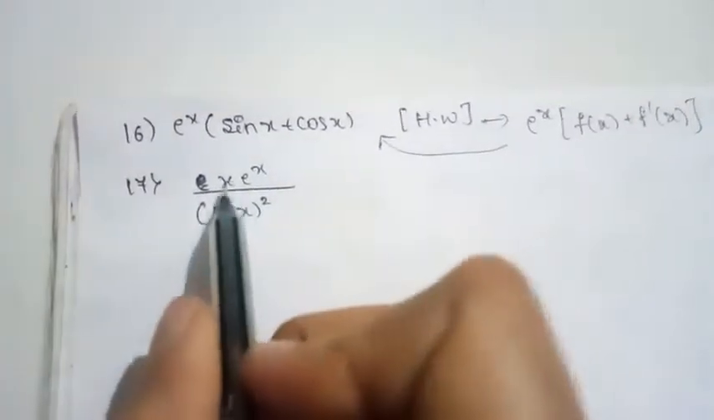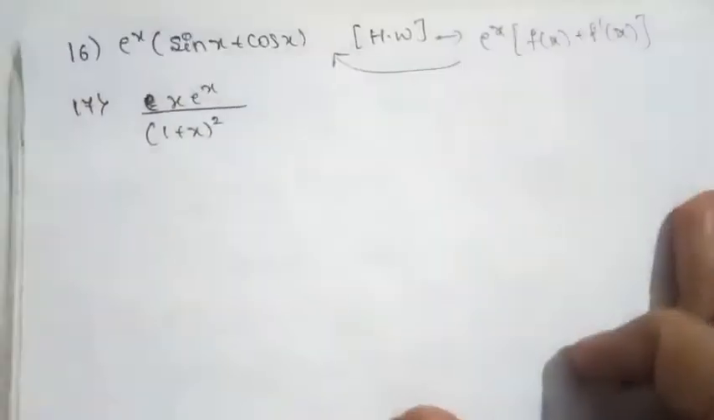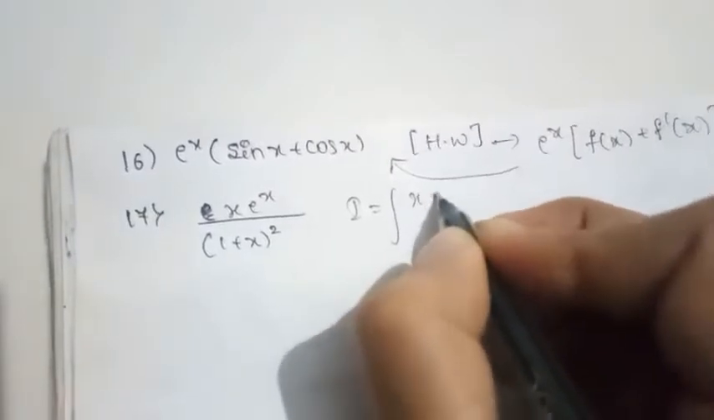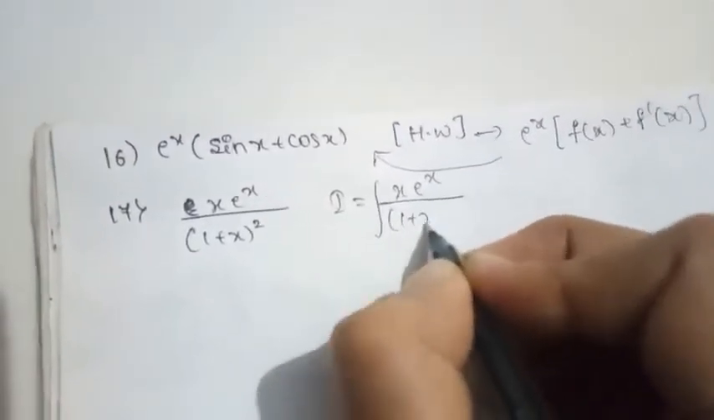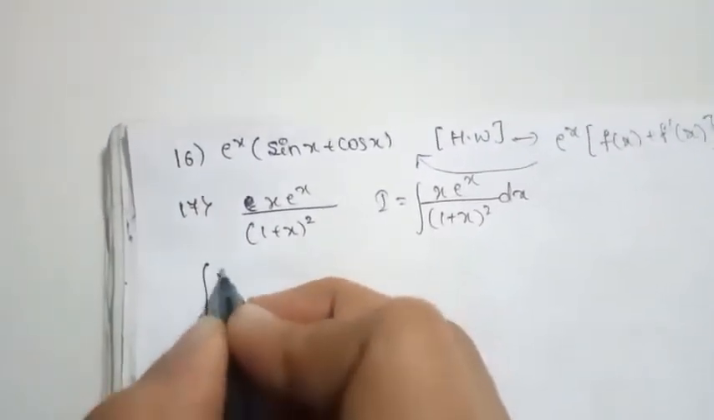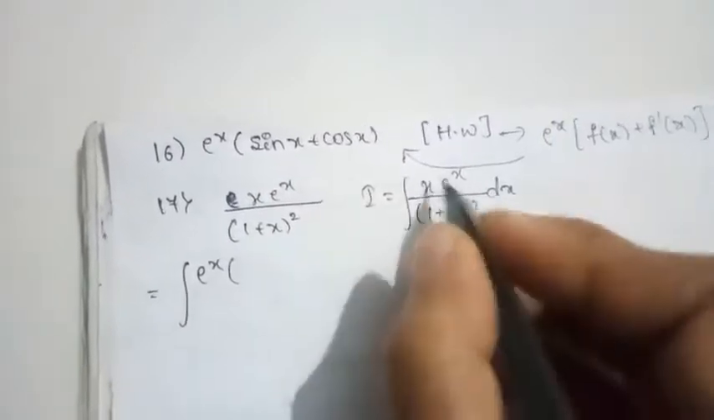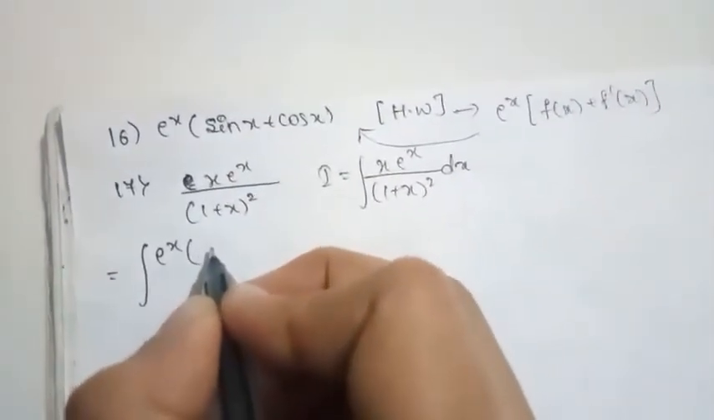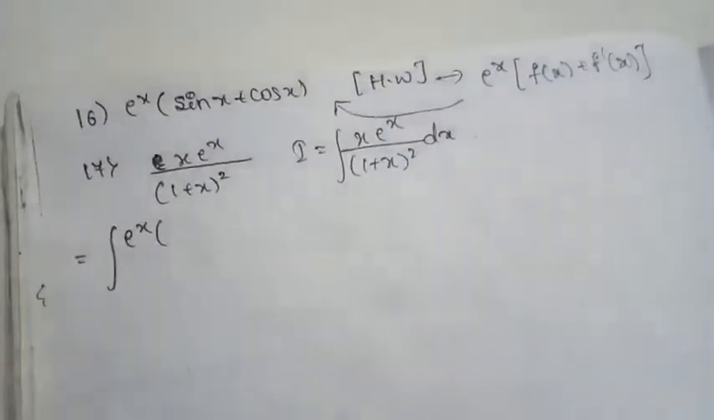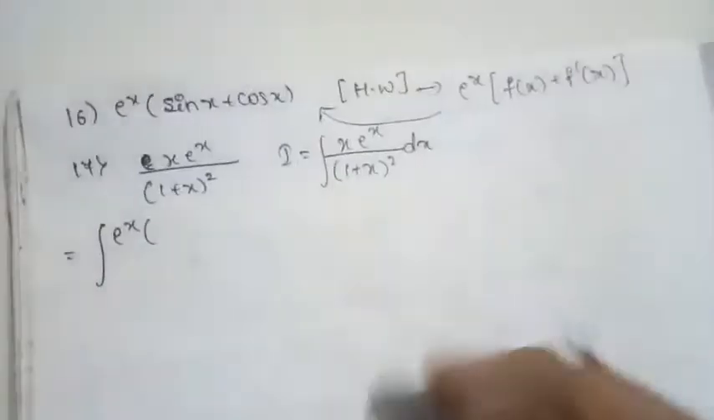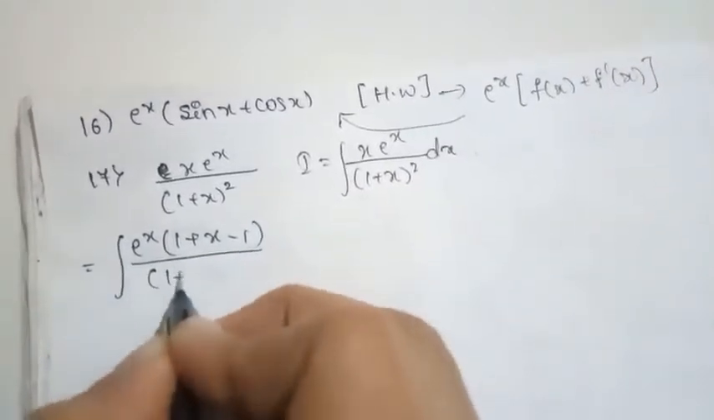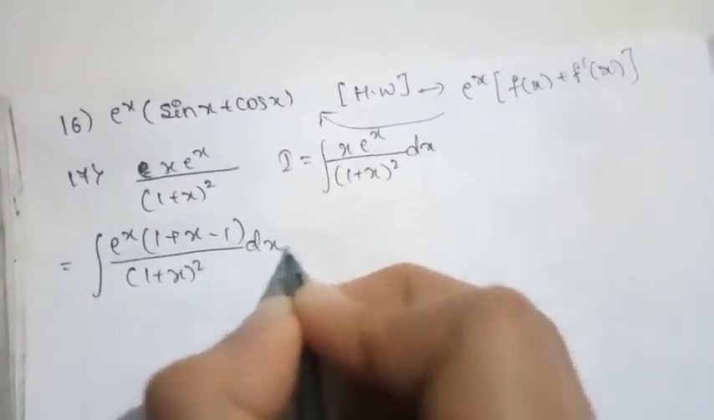The next question is x into e power x divided by 1 plus x whole square. First thing is that I am considering that one as equal to I, x into e power x divided by 1 plus x whole square into dx. So first what I am considering here is e power x. We are having x, so I am adding and subtracting the 1 to this x. By adding and subtracting 1 to the numerator, there is no change in the numerator. So what happens? 1 plus x minus 1 divided by 1 plus x whole square into dx.